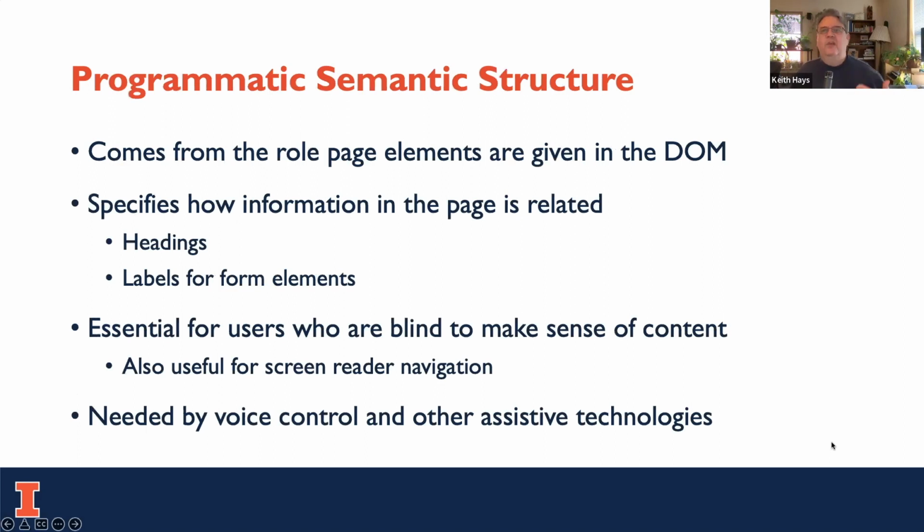So this is why we need programmatic semantic structure, where it comes from a role page that's given to the DOM, as we saw, those role page elements. It specifies how information is related. Headings indicate that we have an outline structure. It's introducing something. It's telling us the purpose of that section of the page. Labels for form elements tell us what the form control was for. Imagine trying to fill out a form, say to log in, and all you heard was edit blank, when instead what you should have heard was username, password. That's that programmatic semantic structure.